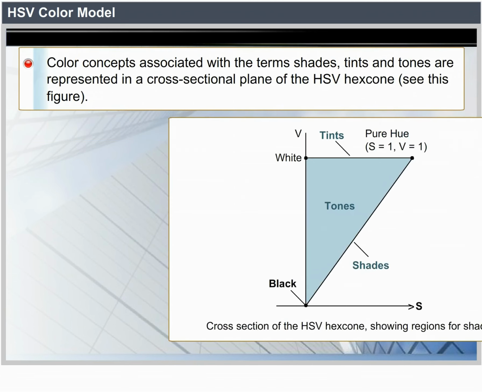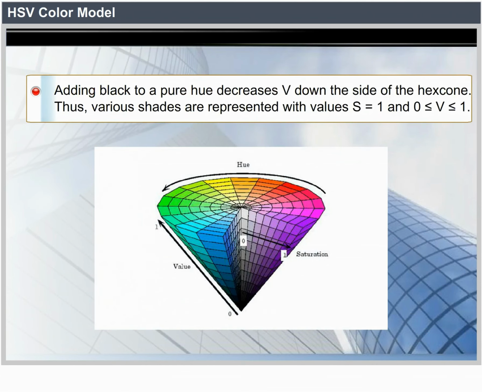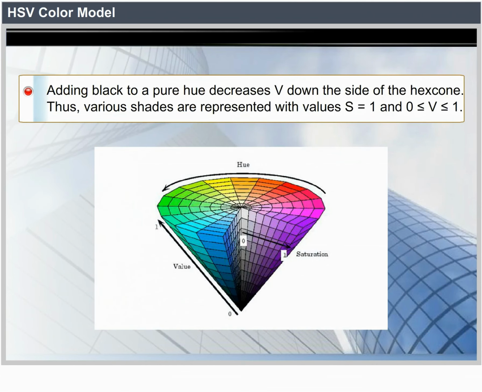Color concepts associated with the terms shades, tints, and tones are represented in a cross-sectional plane of the HSV hex cone. See this figure. Adding black to a pure hue decreases V down the side of the hex cone. Thus, various shades are represented with values S equals 1 and 0 is less than or equal to V is less than or equal to 1.